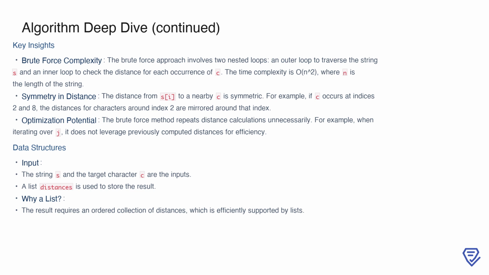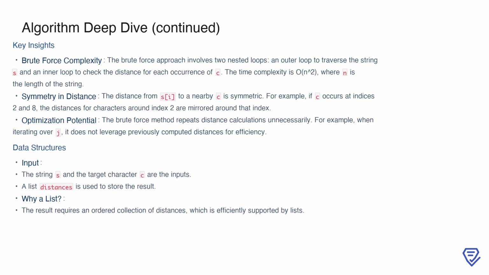To better understand the problem, note the symmetry in distances. For example, if C appears at indices 2 and 8, the distances to characters around index 2 mirror each other. This symmetry suggests that redundant calculations are being performed in the brute force approach. Additionally, the current method does not take advantage of previously computed distances, which could be reused to improve efficiency.